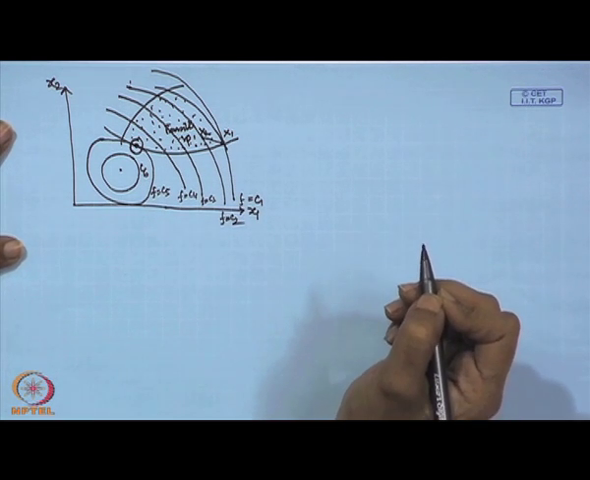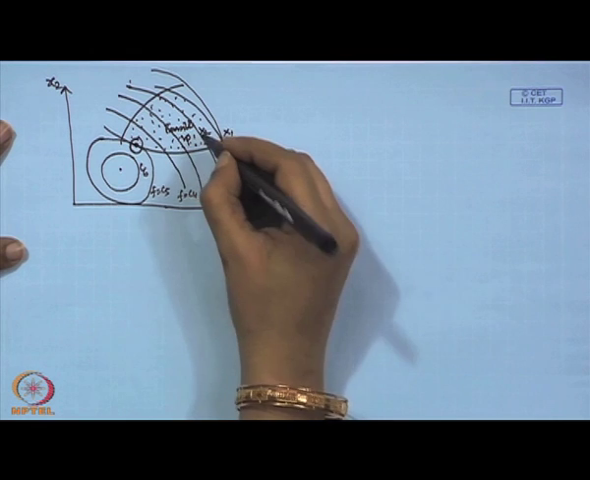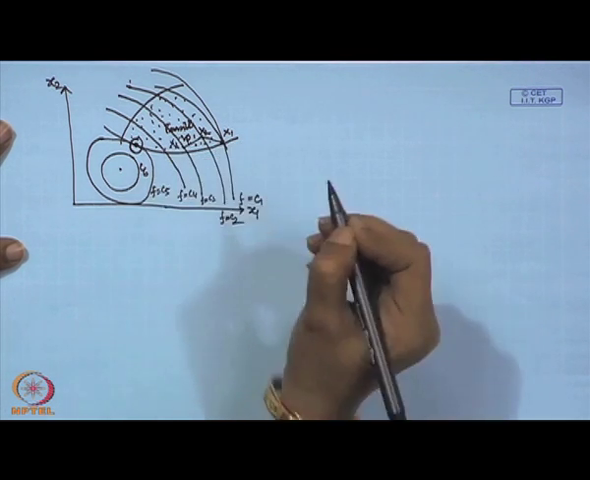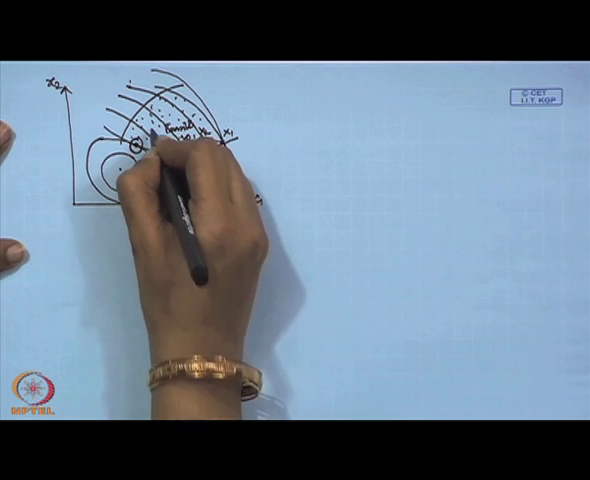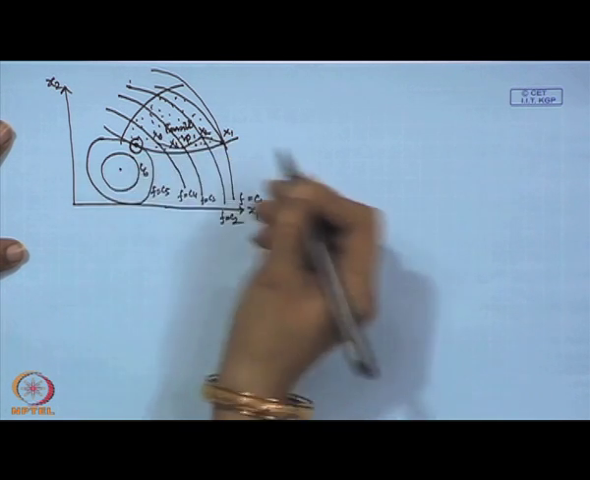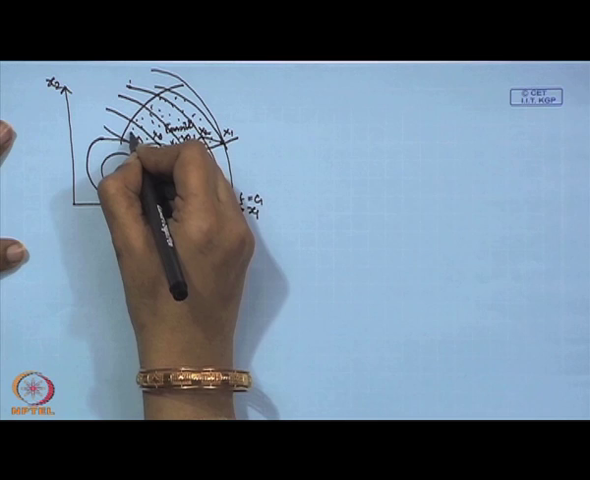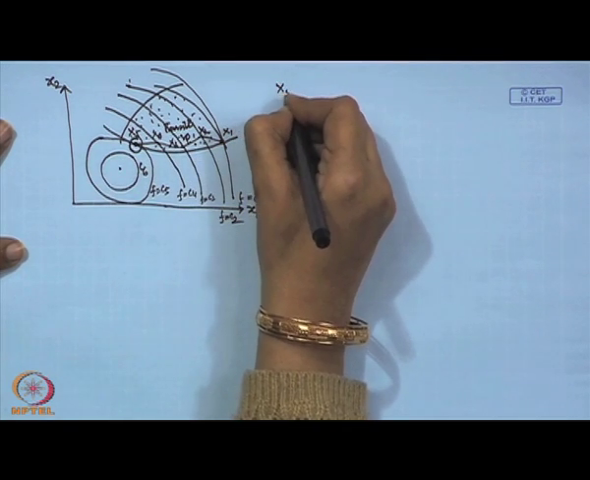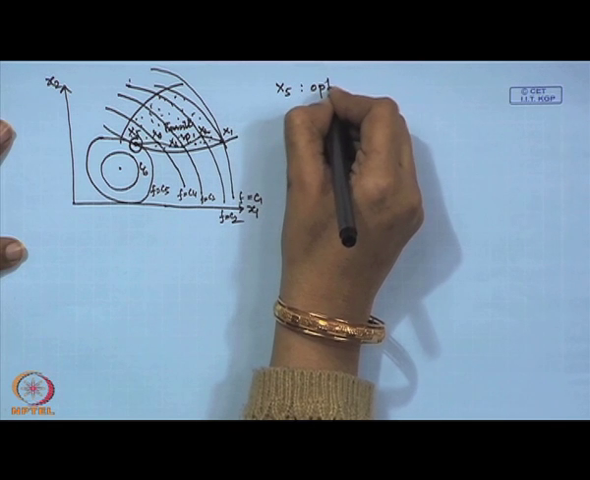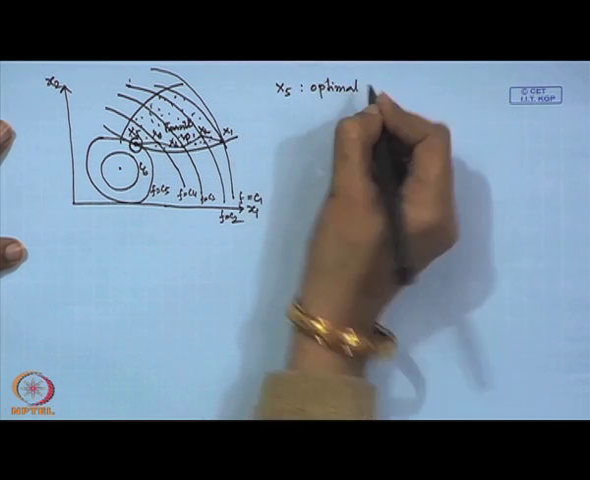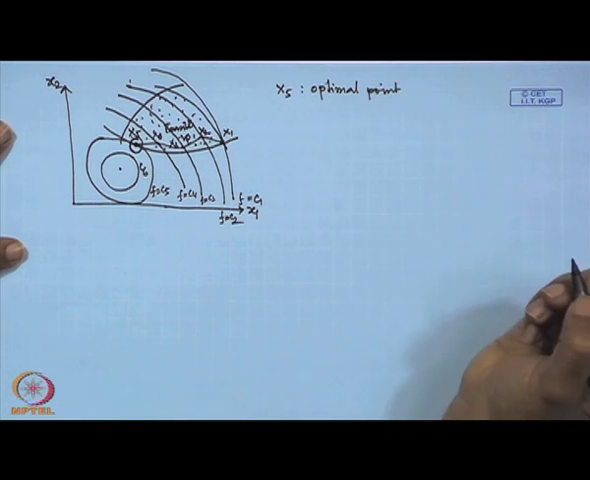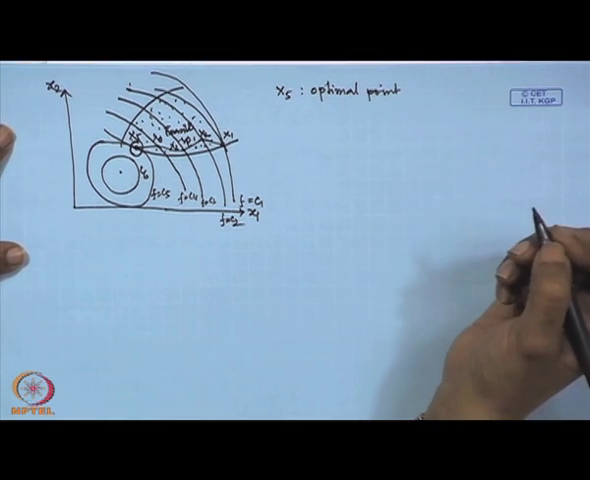Our searching mechanism will be such that x1 will move to x2, then it will move to x3. In the next iteration, it will move to x4, and in the third iteration it will move to x5, which is the corresponding optimal point for the given problem. This is the searching technique for us.